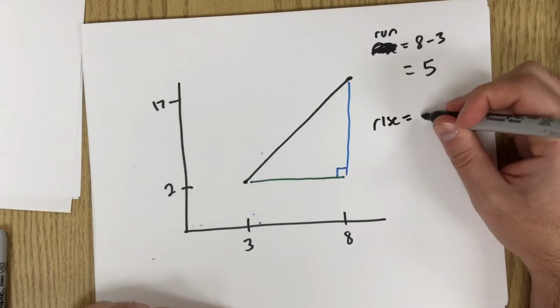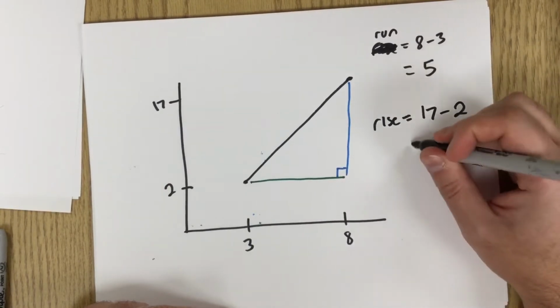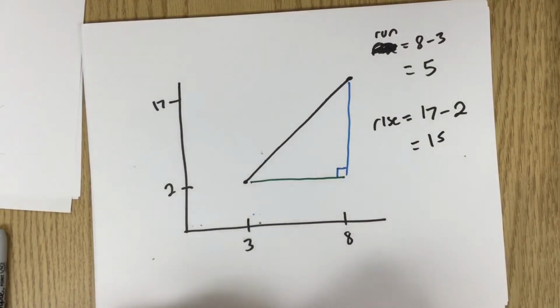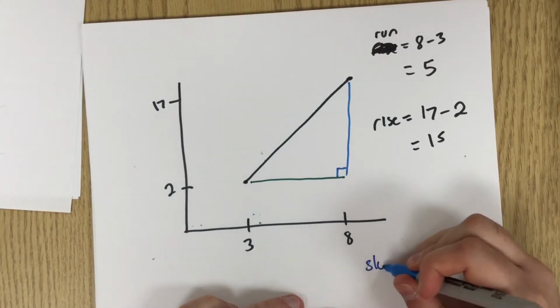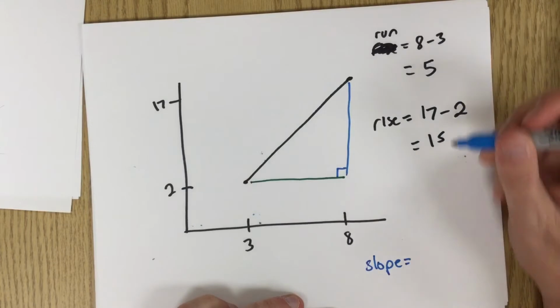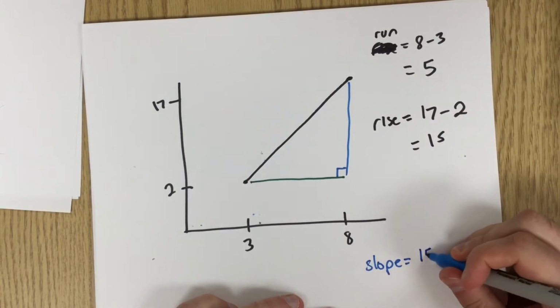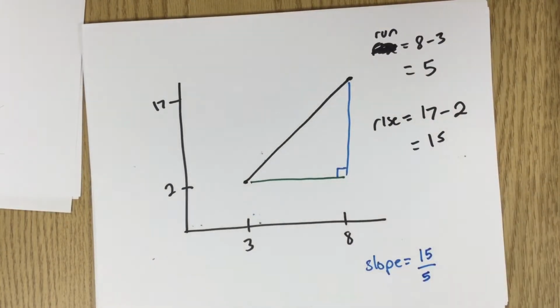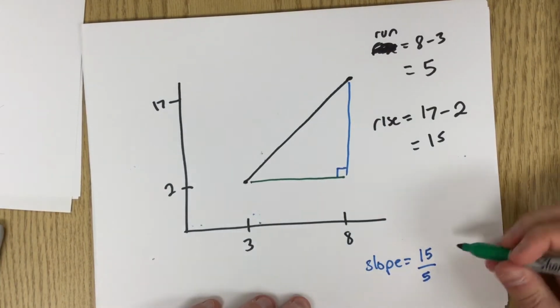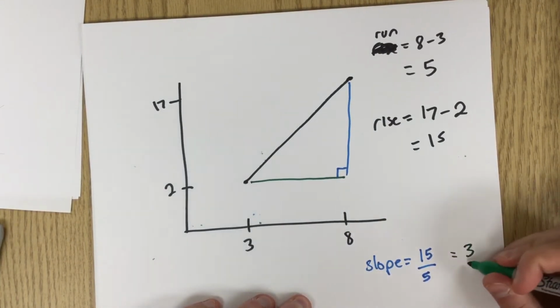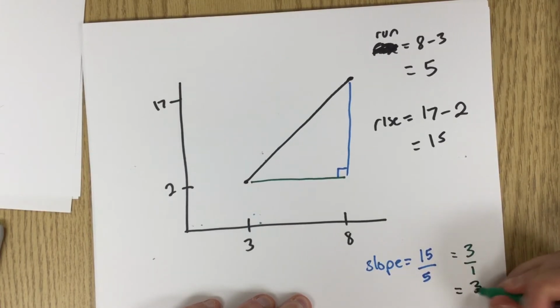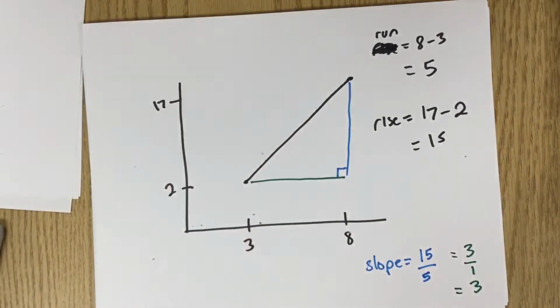The rise actually will be, we started at 2 and we went up to 17, so that's going to be 15. So the slope is going to be rise over run, which is going to be 15 over 5. And in this case, of course, we have to reduce it. 15 over 5 is 3 over 1, which is just 3. So the slope of this line over here is positive 3.